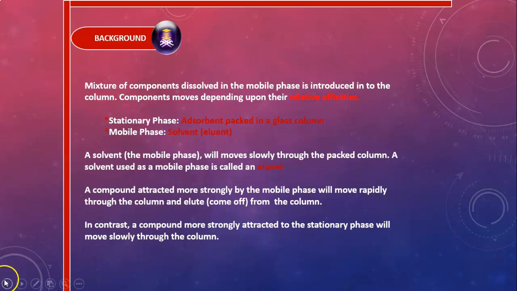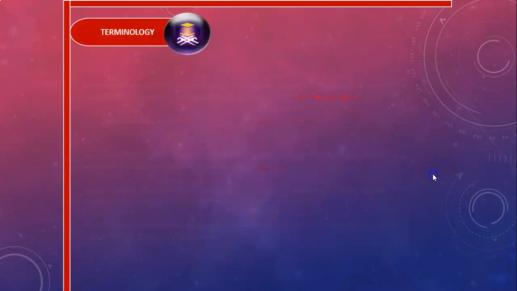the column, right? So in column chromatography, the theory is the same as the theory used in paper chromatography, whereby the compound that has high affinity toward the stationary phase, or we can say that it is strongly attracted to the stationary phase, will move slowly through the column and it will elute last. Okay, it will come out last. All right, so don't get confused. I hope you can understand it very well.